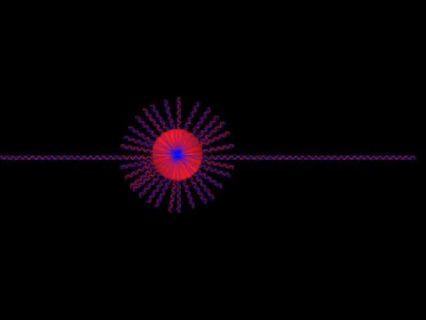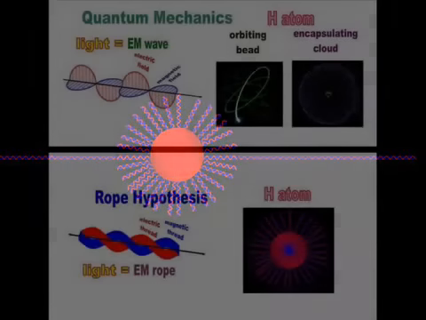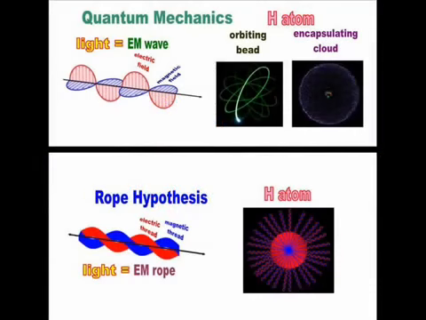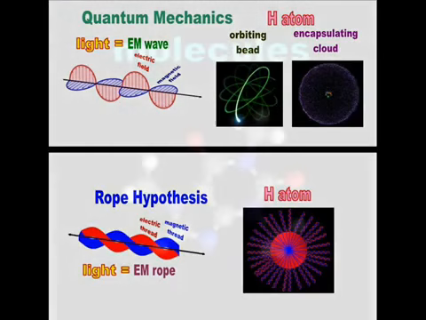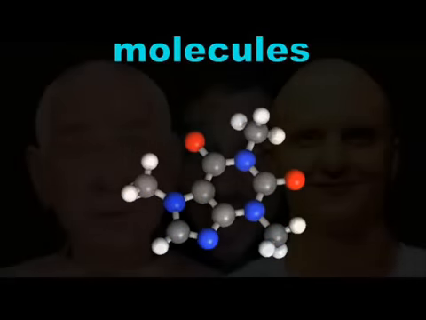Let us now compare the quantum mechanical bead and cloud model against the rope hypothesis and see how they measure up when attempting to explain phenomena such as bonding, ionization, and electricity. What the mathematicians do with their electron bead to bind atoms into molecules is quite scary. Has to make you fear for their state of mind.